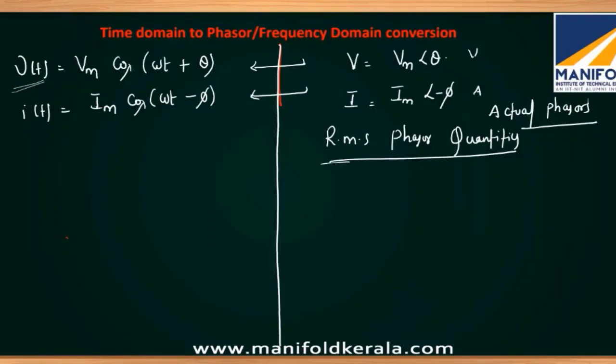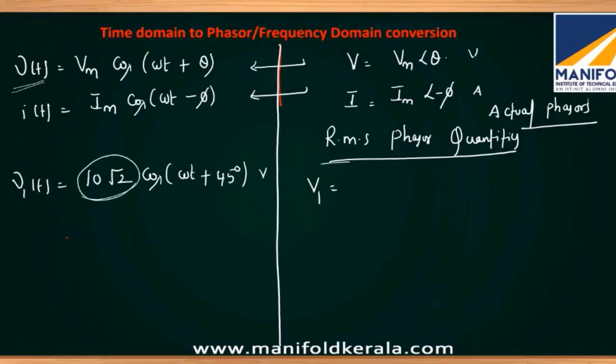Now let us take some real examples and try to understand it. Let me take v1(t) = 10 root 2 cos(omega t + 45 degrees). This is the actual time domain voltage. If you convert this into a phasor quantity, capital V1 equals, since I am writing an RMS phasor, I have to divide this amplitude by root 2. So it becomes 10 at an angle 45 degrees, so many volt.